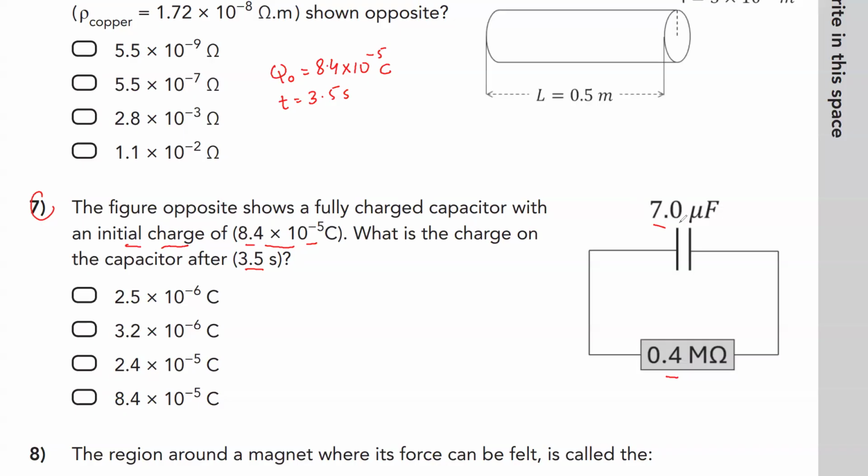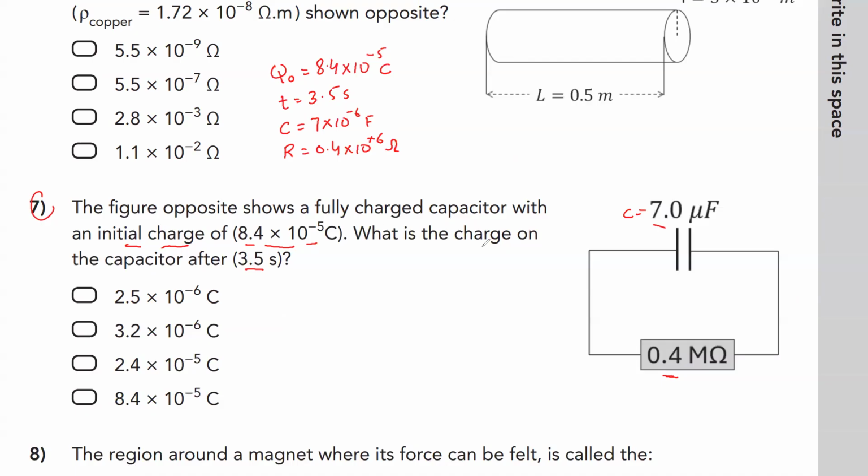The third thing given is the value of C, which is 7 microfarad. So write C = 7 microfarad, which is equal to 7 × 10^-6 farad. And the value of resistance is also given, 0.4 megaohm. So R = 0.4 × 10^6 ohm, since mega means plus 6. So this is given.